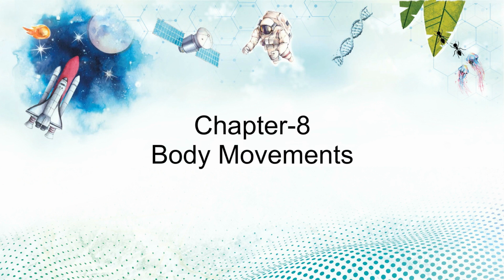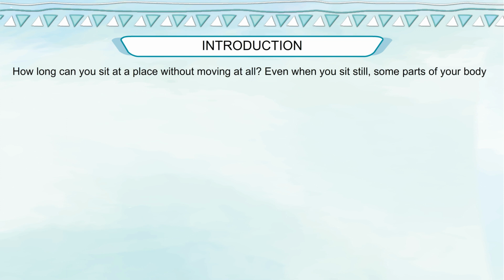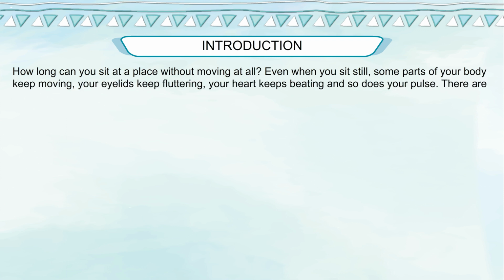Chapter 8, Body Movements. Introduction. How long can you sit at a place without moving at all? Even when you sit still, some parts of your body keep moving. Your eyelids keep fluttering, your heart keeps beating, and so does your pulse. There are many movements that take place in our body.